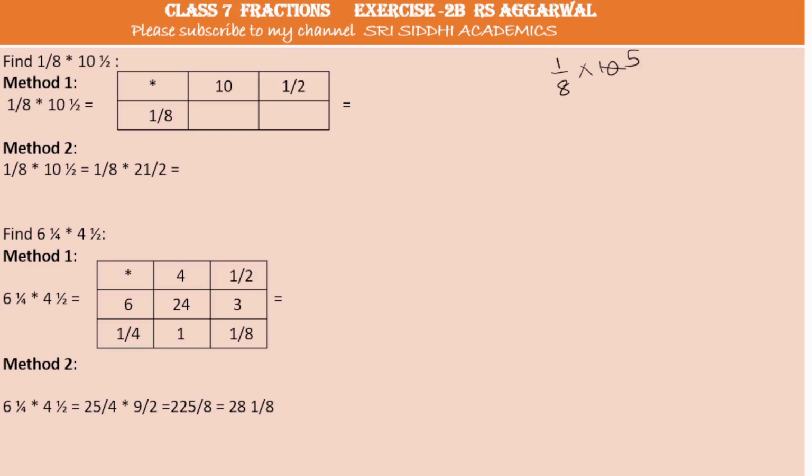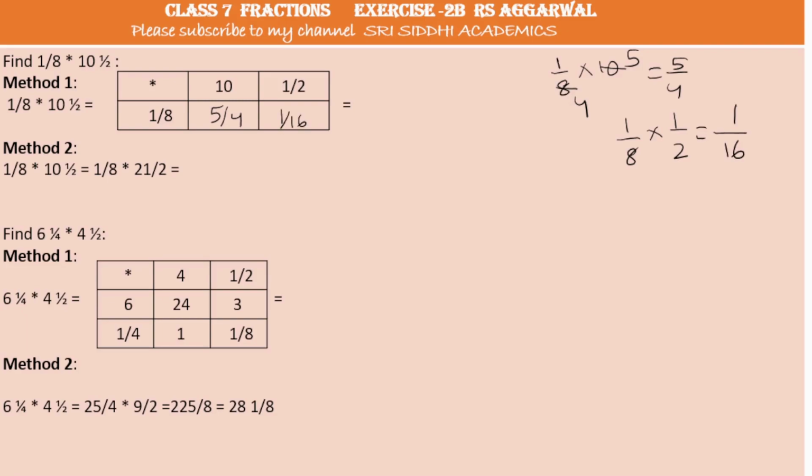2 fives are 10, 2 fours are 8. So this becomes 5/4, as I said. So I will write 5/4 here. Now 1/8 into 1/2, there is nothing common. We can multiply the numerator with numerator and denominator with denominator. It will become 1/16. So here we will write 1/16.